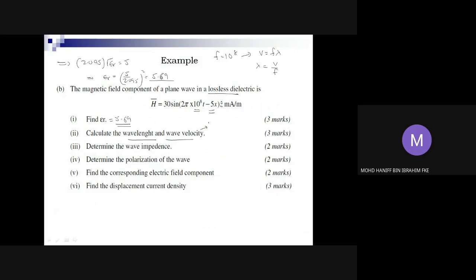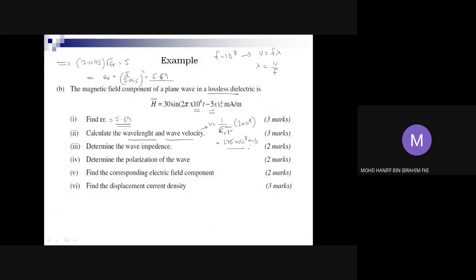And the velocity should be equal to 1 over the square root of epsilon r and mu r, multiplied with 3 times 10 power of 8. Based on this, we can write it as 3 times 10 power of 8 divided by the square root of 5.69. And the value for that will be about 1.25. This is 1.25 times 10 power of 8 meter per second.